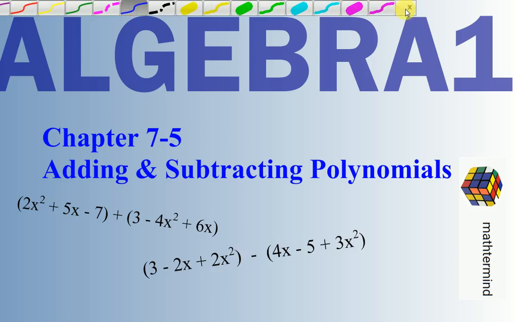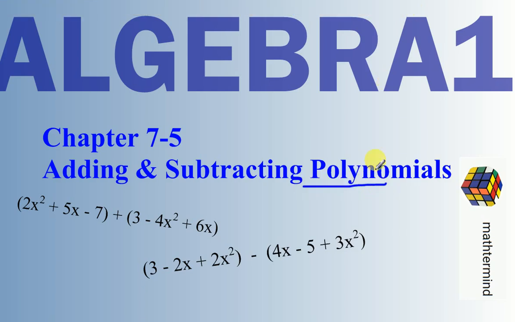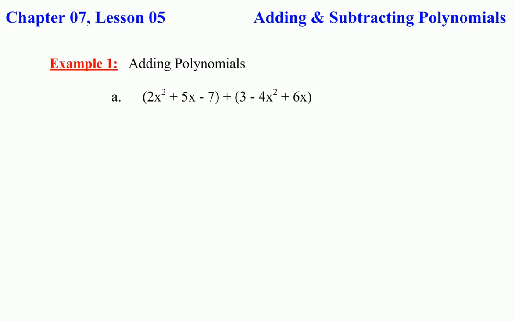Poly comes from many, multiple, polynomials. So that means we don't just have one nomial, monomials, we have polynomials. One, two, three terms. We're adding three terms to three terms.